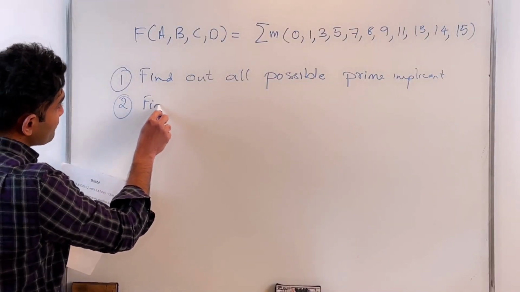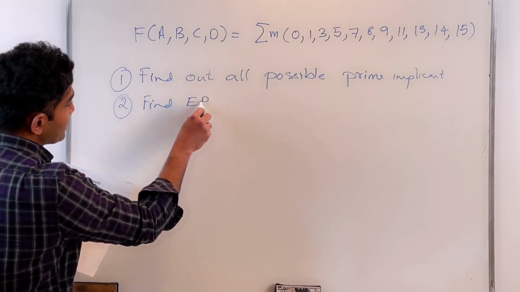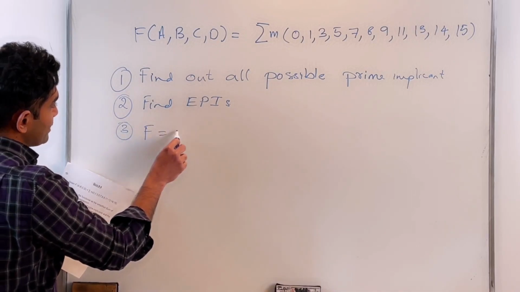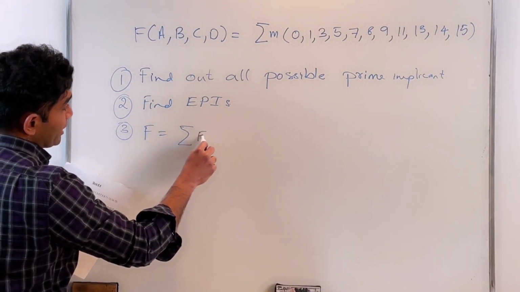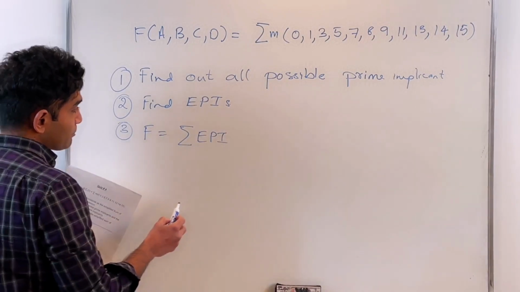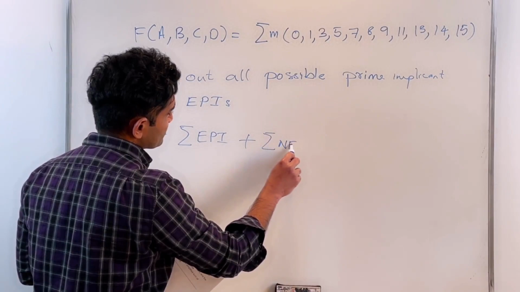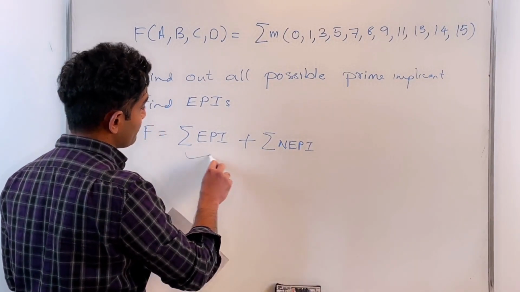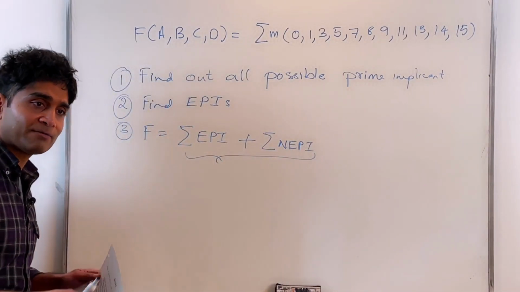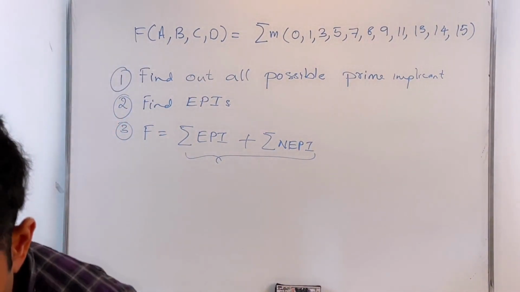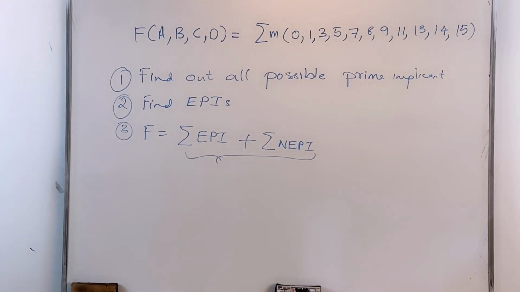Find the essential prime implicants, EPIs, and then finally express your function as sigma, just the way we have done it in the last class, as the sum of essential prime implicants plus the sum of non-essential prime implicants. Let's see how many different possibilities you have for the simplified function. Let's take maybe five minutes, and then let's see what you got.